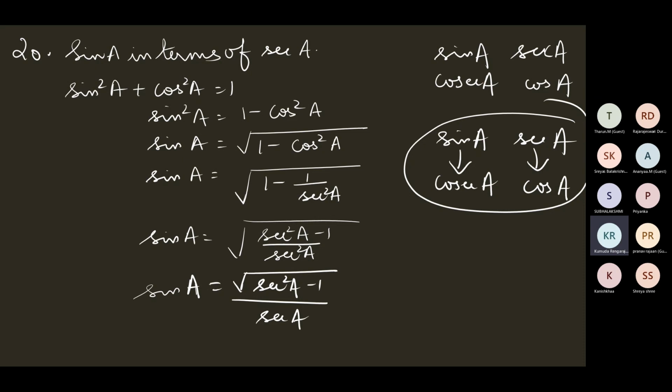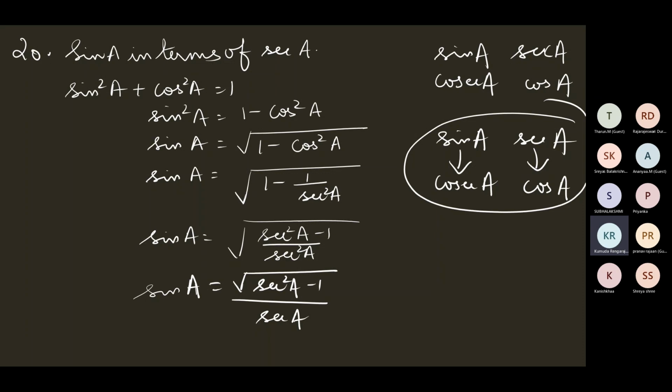So I have picked this identity. Sine square A plus cos square A is 1. In this identity, we see sine A, but we don't see secant A, but we see cos A, which is the reciprocal of secant A. Now we don't see secant A, but we know that cos A can be written as 1 by secant A. So I use this identity. First we write sine square A as 1 minus cos square A. So sine A is equal to square root of 1 minus cos square A.